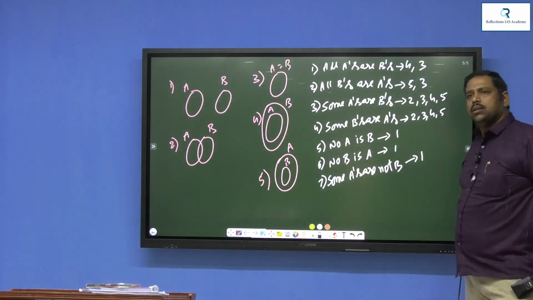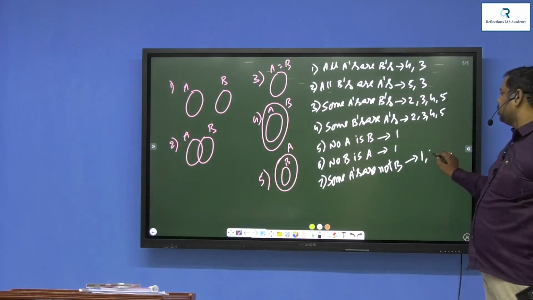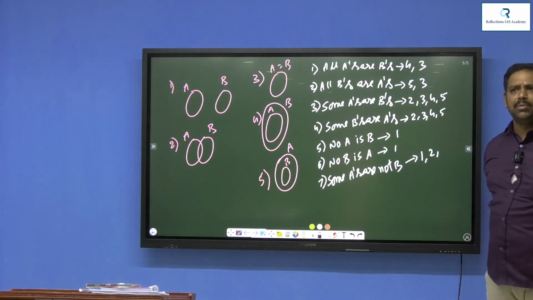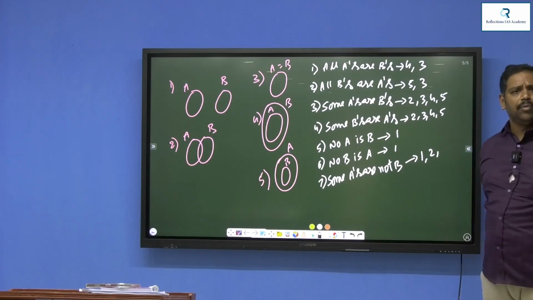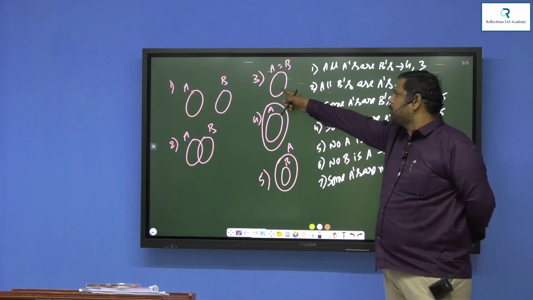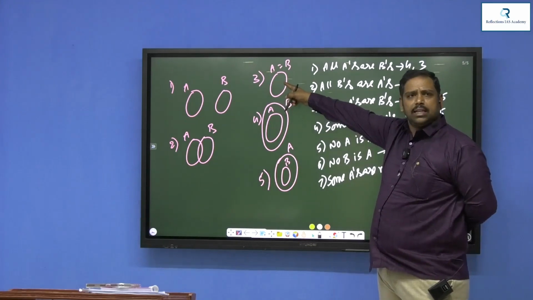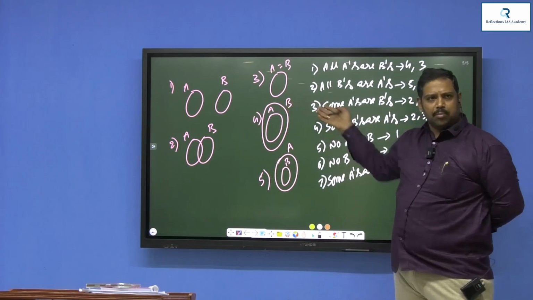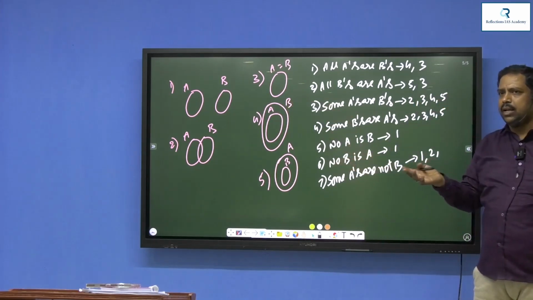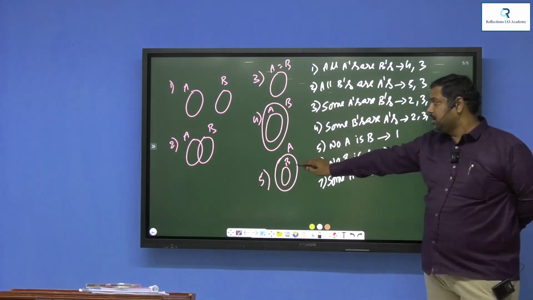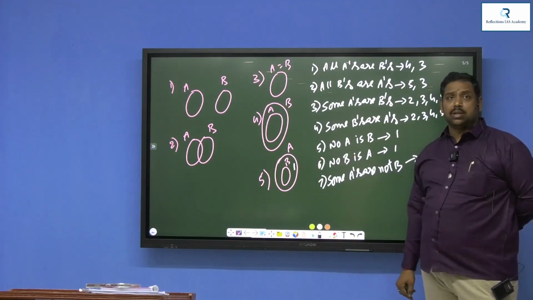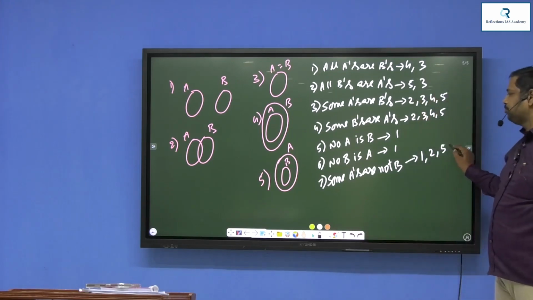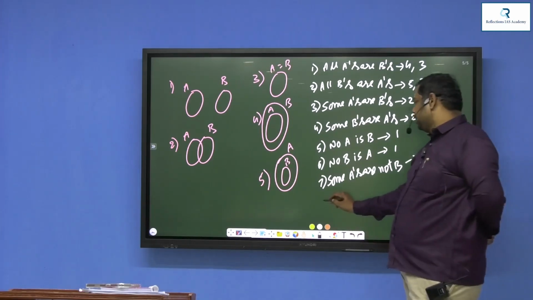Any other possibility for some not? Second one is also a possibility. Any other? Some A's are not B's means not all A's are B's. Here all A's are B's, so it's not possible. Here also all A's are B's. Some not means not all, so the fourth one is not possible. What about this? Here are some A's which are not B's, so it is possible. So the other one is 5. Clear?